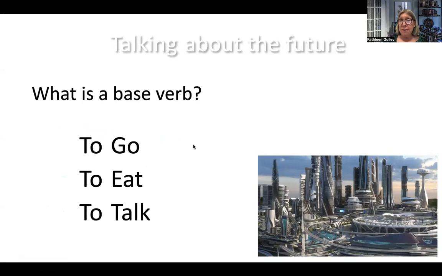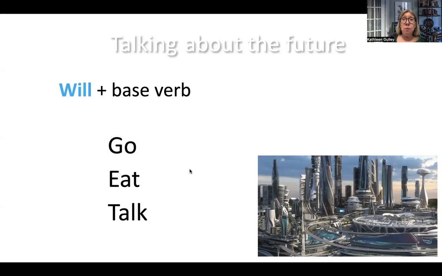So when we talk about the base verb, what do we mean? You may remember that we've talked a lot about the infinitives, which are the form of the verb that has to in front of it. So this is three infinitives of common English verbs: to go, to eat, to talk. The base verb is just the infinitive without the to. So to make the future, we're going to use will plus a base verb like go, eat, or talk.